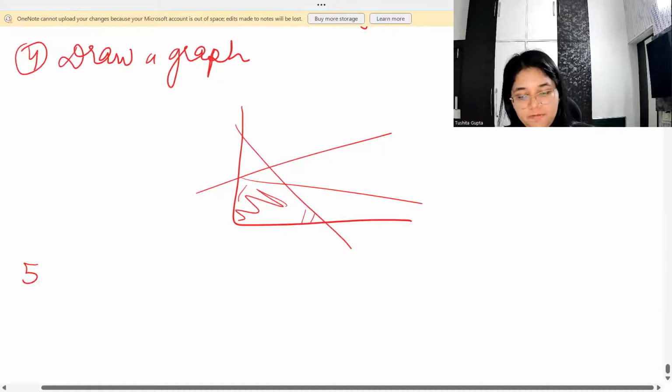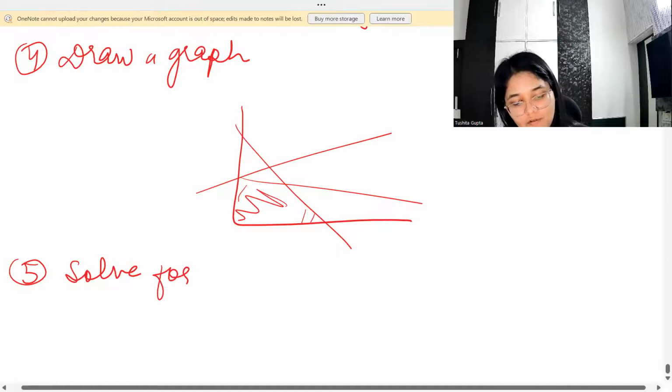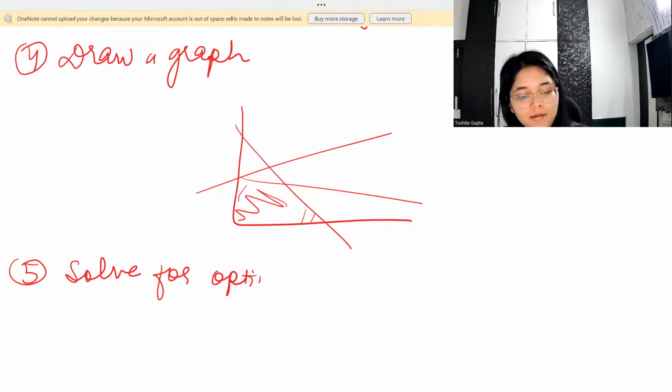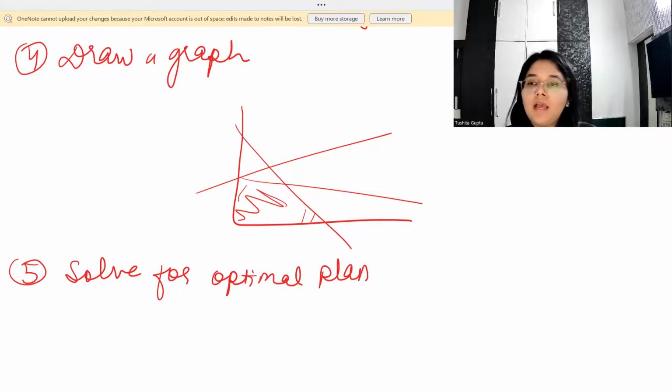Then the fifth step will be to solve for the optimal production plan. Solve for optimal plan. So using the equations that you have arrived at and having a feasible region, you will be able to get the solution where your profit becomes maximized, while at the same time you are considering all the constraints which you are facing, all of the things which you have in a limited quantity. So these are the steps basically.